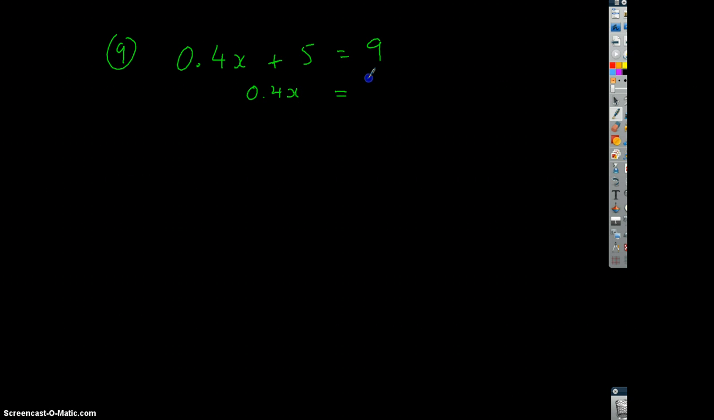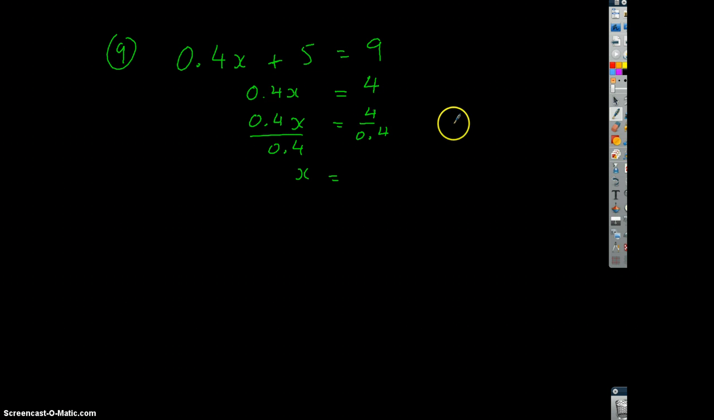We're left with 0.4x on this side, and then 9 taken away 5 is 4. Now we want to find what x is, and this says 0.4 times x. So therefore we would divide by 0.4 on both sides. That would leave us with x. So 4 divided by 0.4. Now what that is saying is how many times does 0.4 go into 4?